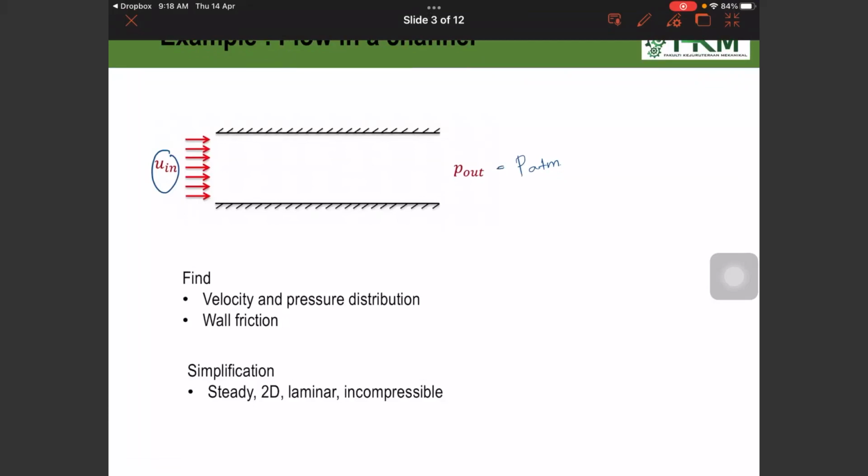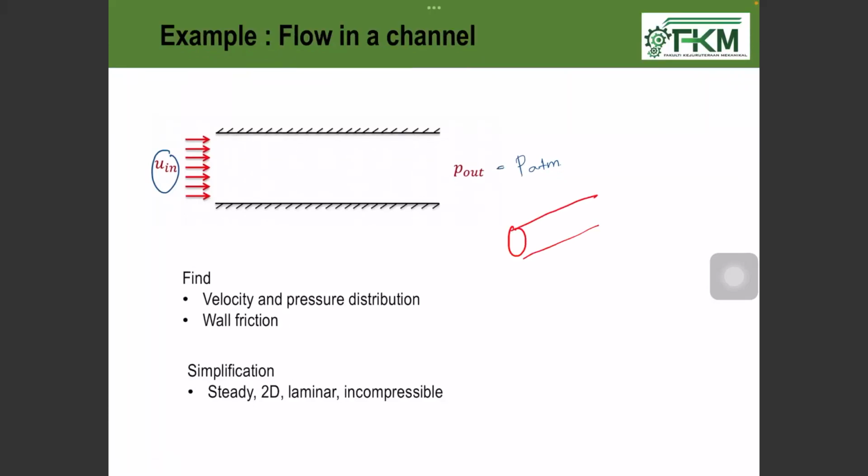So we need to simplify. If you remember flow in a channel or pipe, we can simplify. Let's say we simplify as steady, two-dimensional, laminar and incompressible. Incompressible means the rho is not changing. Density is not changing, it's a fixed density, right? Then steady means it does not depend on time. If it depends on time, we simulate until t equals infinity, right? And 2D is just two-dimensional.